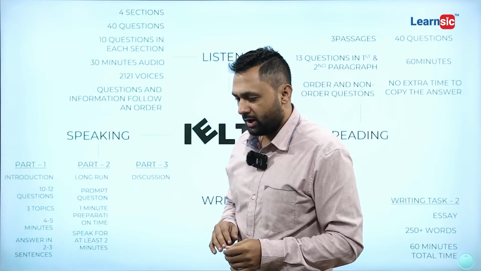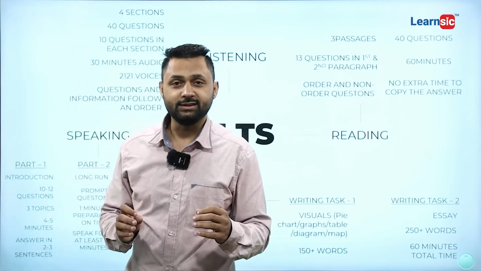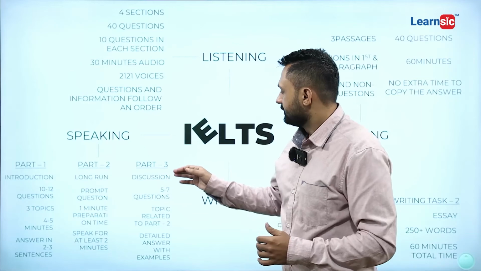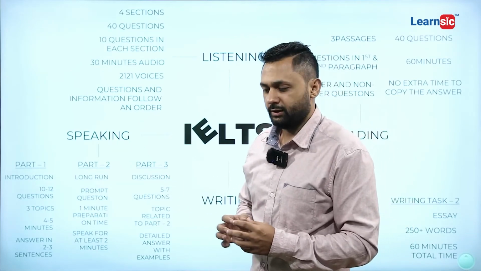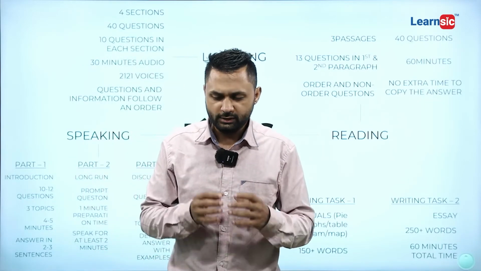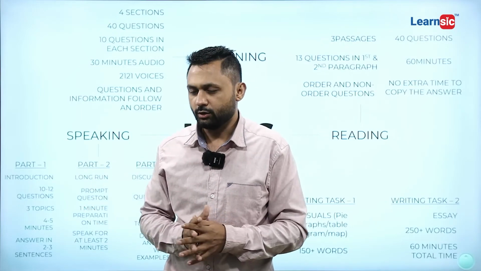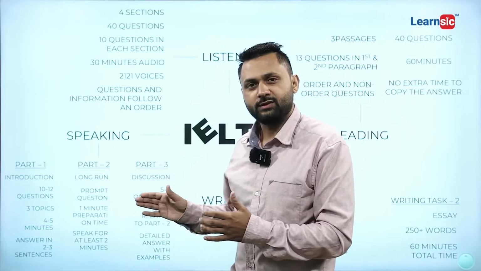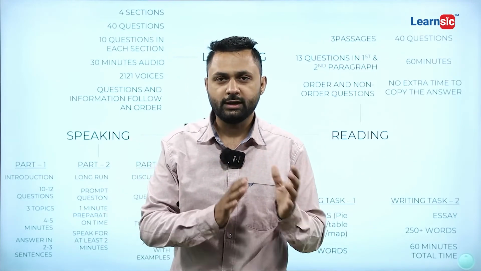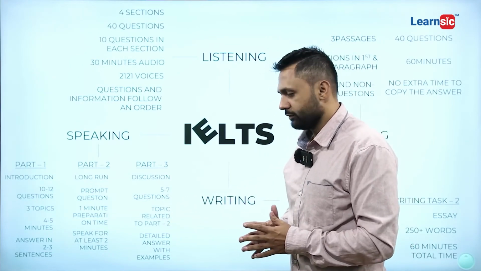Now we will go to part 3, and this is a discussion part. Questions relating to part 2 will be asked in part 3. There will be 5 to 7 questions. If you give longer answers, then they will ask you 5 questions. If your answers are shorter, then they may ask you 7 to 8 questions. So the number of questions actually depends upon the length of your answer, even in part 1 and in part 3.